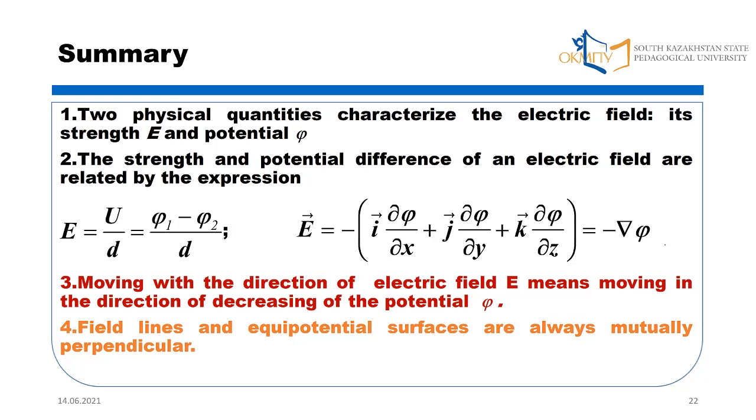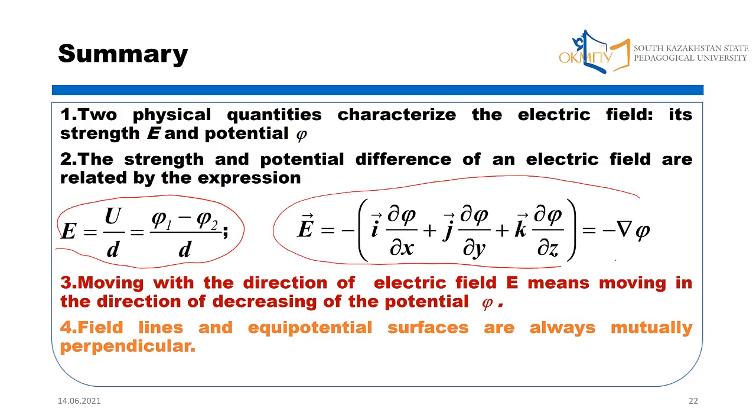Summary. Let us make a summary of our lecture. From this lecture, we learned that two physical quantities characterize the electric field: the electric field strength and its potential phi. The electric field strength and the potential difference of an electric field are related by this expression for the uniform electric field, and in a general form, the electric field is equal to the minus gradient of the electric potential.